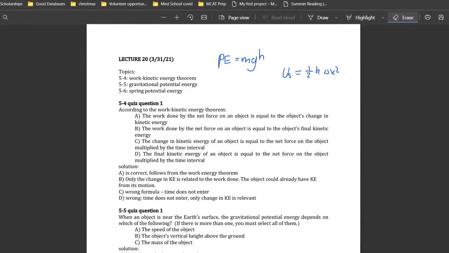Hello everyone, today we are going over concepts 5-5 and 5-6, so gravitational potential energy and spring potential energy. At first, as always, have your formula sheet right next to you, but also, just for your convenience, I've written out the relevant equations here today.